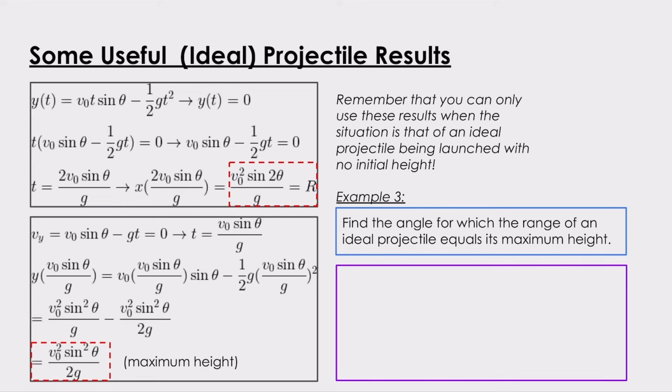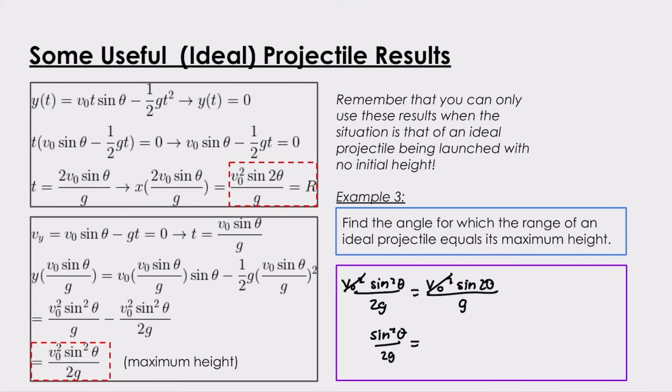So example number 3 is asking us to find the angle for which the range of an ideal projectile is equal to the maximum height. So in order to do this, we need to set the range equal to the maximal height. So we get that v0 squared sine squared theta by 2g, which is the maximal height, is equal to v0 squared sine of 2 theta by g. So v0 squared obviously cancels everywhere. Sine squared theta, we're going to leave that how it is.